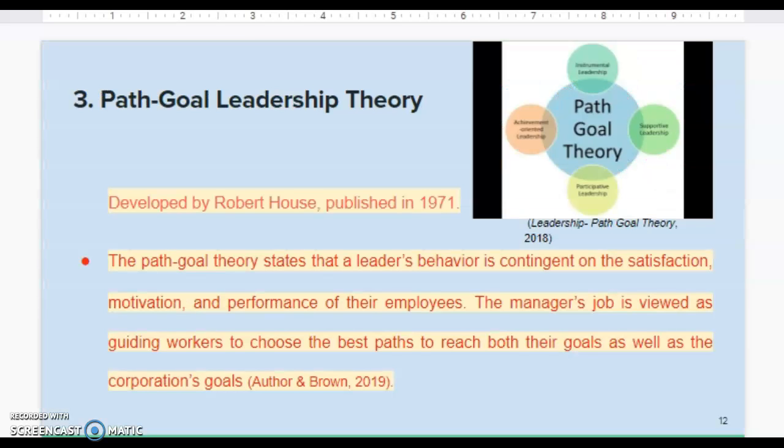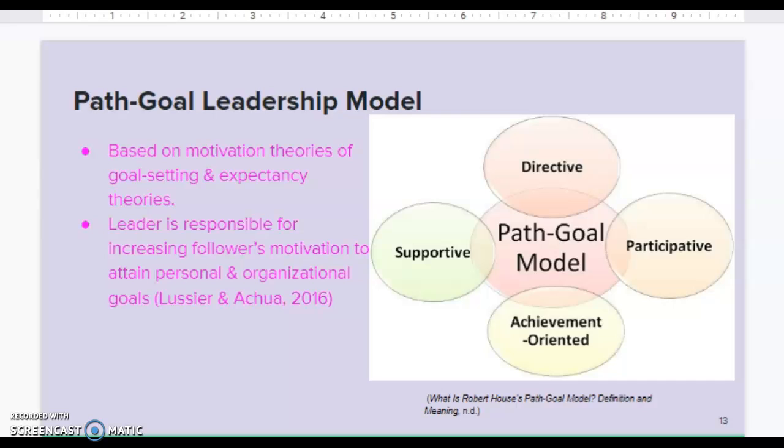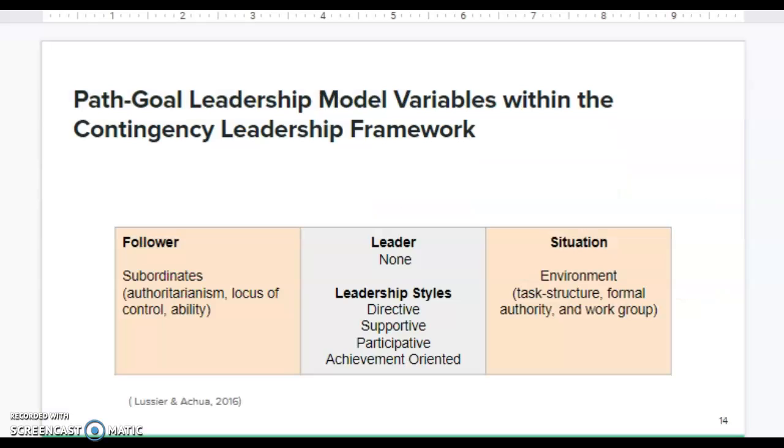The path goal leadership theory was developed by House in 1971, which is based on an early version of the theory by M.G. Evans. House attempted to explain how the behavior of a leader influences the performance and satisfaction of the follower. The path goal leadership model is used to select the leadership style: directive, supportive, participative, and/or achievement-oriented.